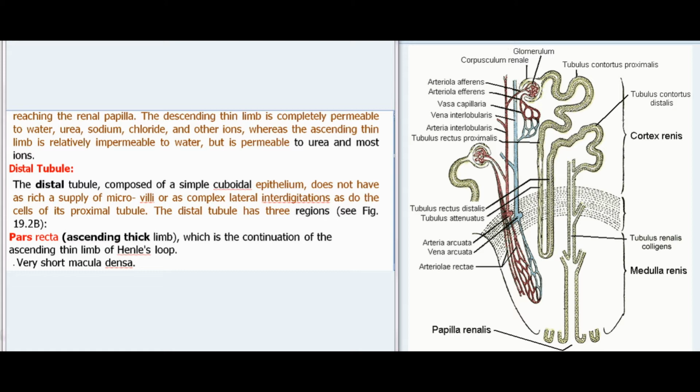Distal tubule. The distal tubule, composed of a simple cuboidal epithelium, does not have as rich a supply of microvilli or as complex lateral interdigitations as do the cells of the proximal tubule. The distal tubule has three regions, see Fig 19.2b. Pars recta, ascending thick limb, which is the continuation of the ascending thin limb of Henle's loop. Very short macula densa. Distal convoluted tubule.